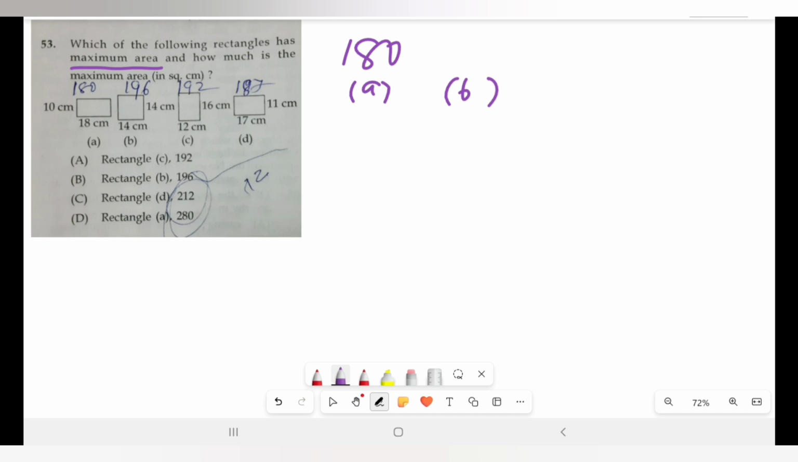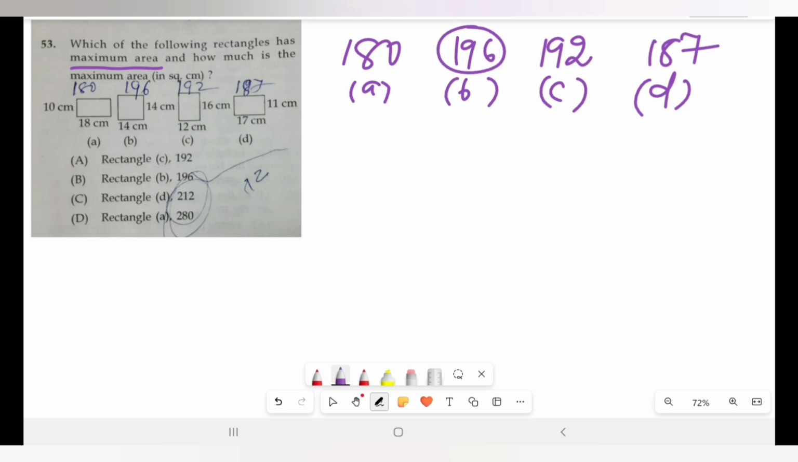B, it is 14 into 14. So 14 into 14 is 196 centimeter square. So C, it is 12 into 16, it is 192 centimeter square. Here 17 into 11 it is 187. Now the question is maximum area. So maximum area is 196 and it is B figure. So this is the answer.